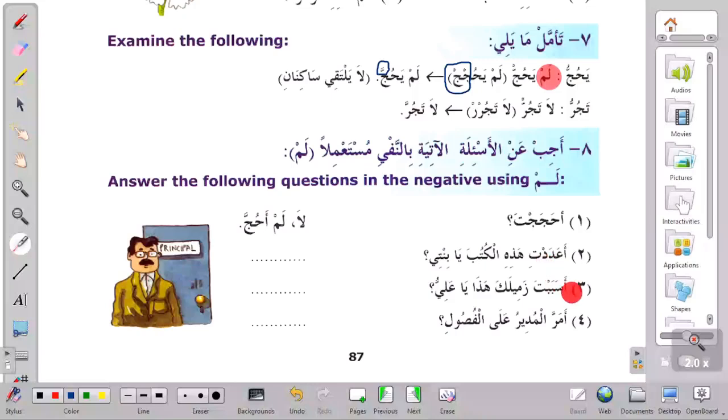Now he says, asababta zamilaka haza ya Ali? Have you insulted this friend of yours, oh Ali? Let's look at what Ali says. If you are Ali and you are answering in the negative, you say la, lam asubba, or lam asubbahu. I have not insulted him. Now here, amarra al-mudiru bil-fusul? Has the principal, the head, passed by the classrooms? If you are answering, you say la, lam yamurra, or lam yamurra al-mudiru bil-fusul.